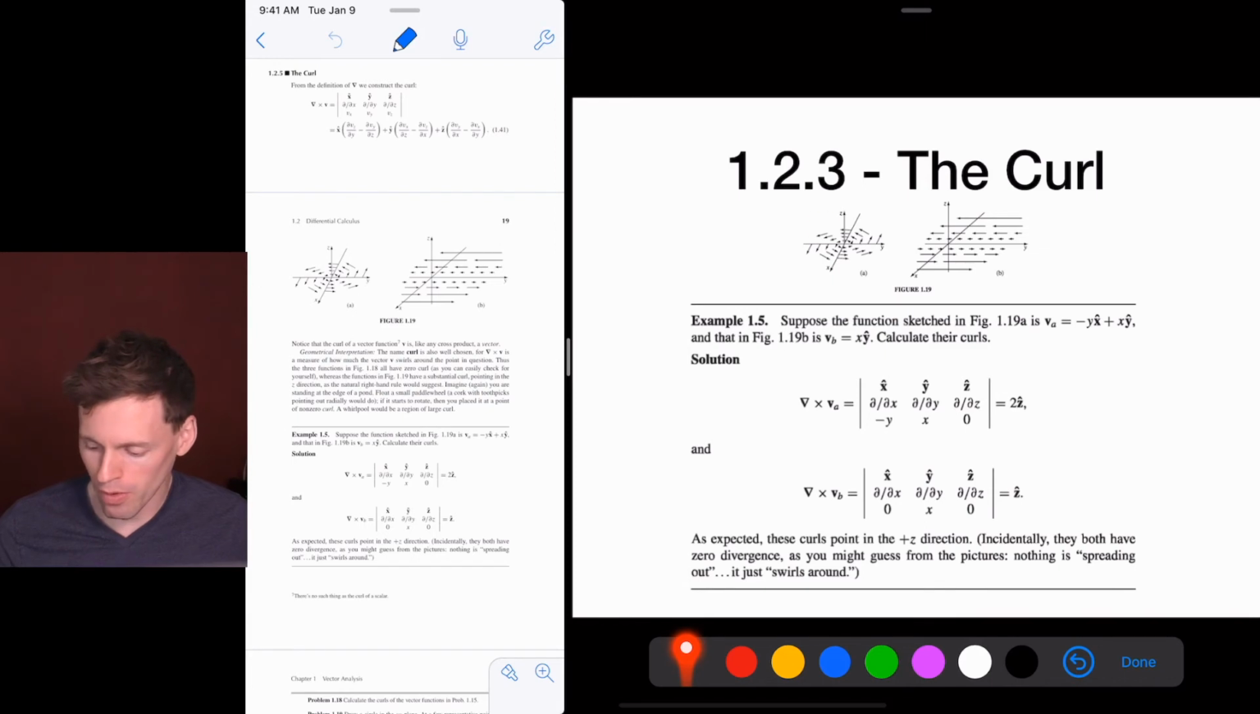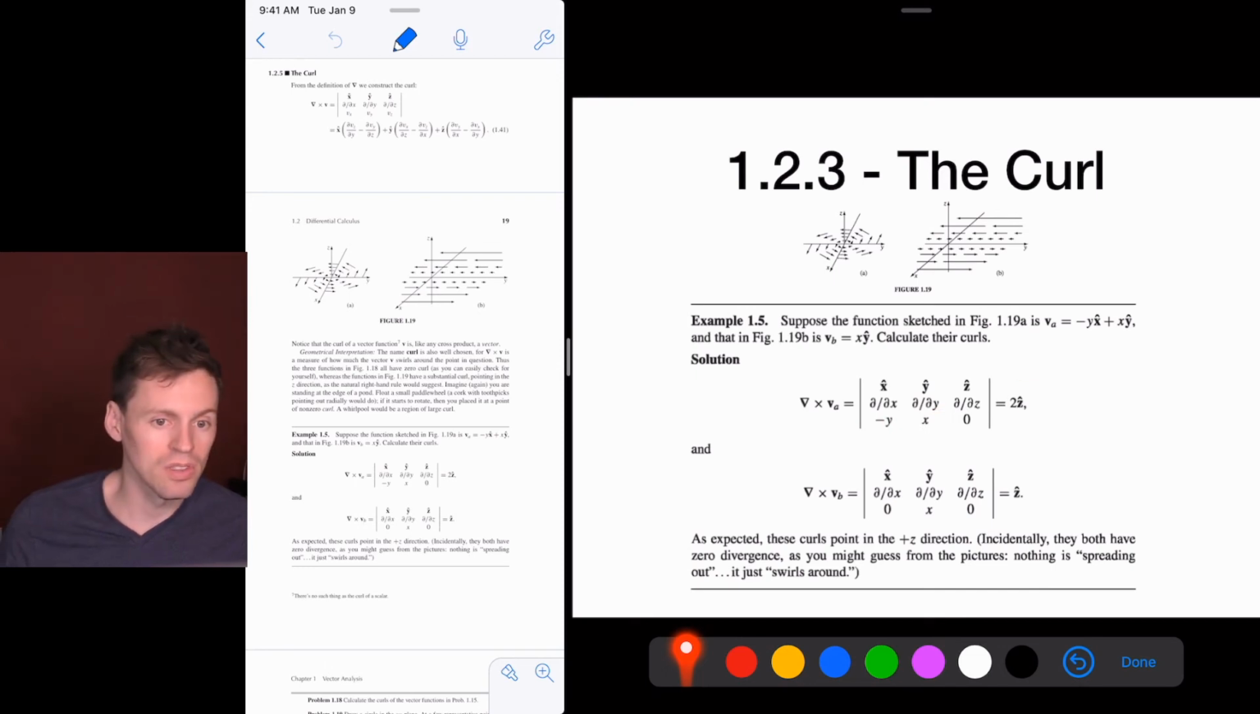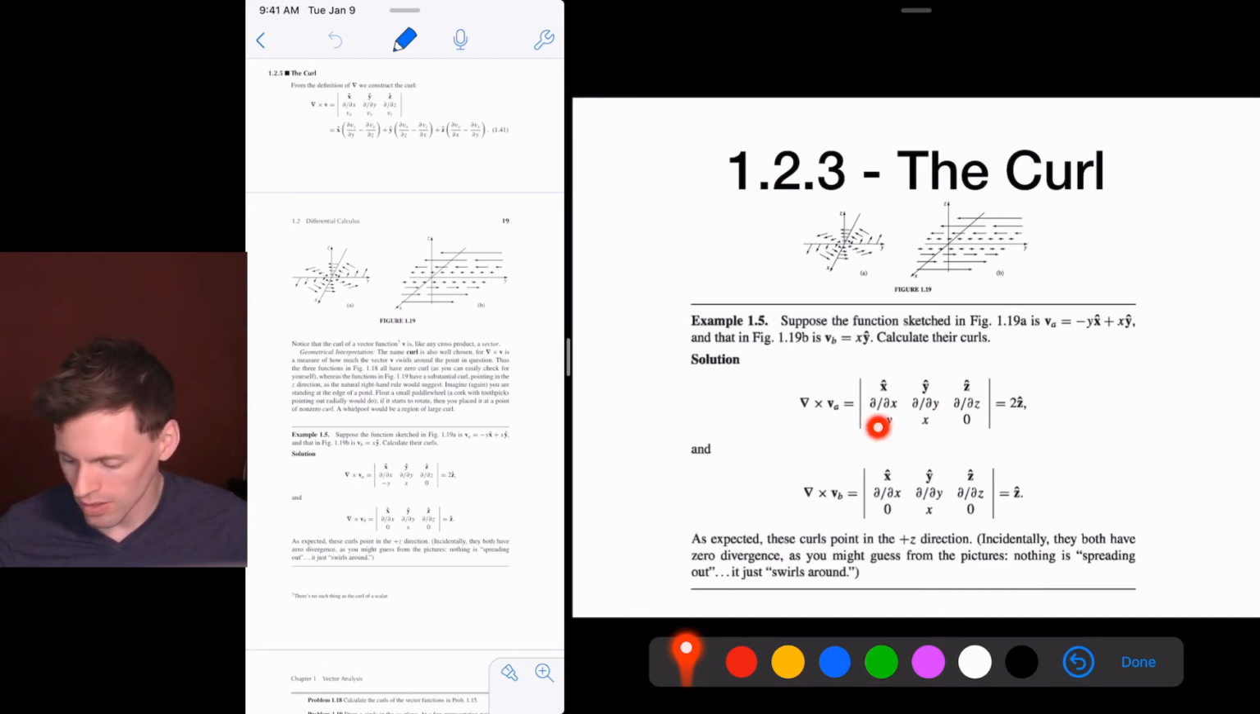So example 1.5 is, say that this function here is minus y x hat plus x y hat, and the figure over here is just x y hat, and we want to calculate their curls. So you plug in d/dx, d/dy, d/dz, and we know that our vector only has x and y hat components. You put that in here, and you take the derivative of that minus the derivative of that, and you get 2 z hat, in the z hat direction. And then this one, you do the same thing. d/dx of x is 1 in the z hat direction, and that gives you z hat. Okay, so as expected, they both have curls in the positive z direction.